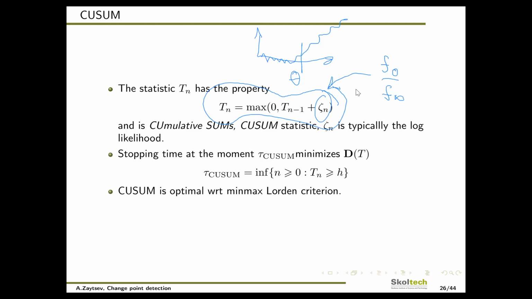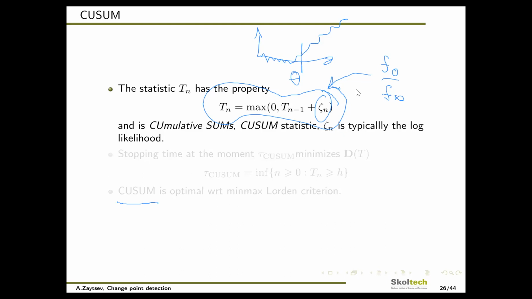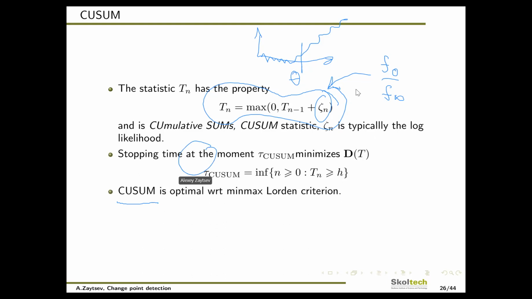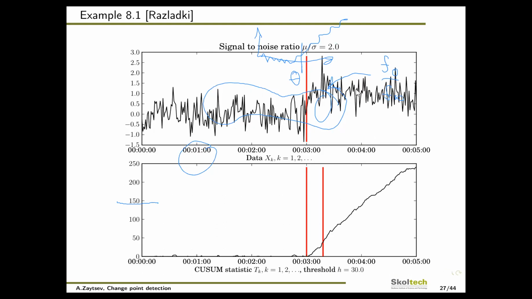And it happens, if we can prove that CUSUM is an optimal criterion, then we consider this maximal loading criterion, as far as I can remember, is criteria C here, when we consider this balance between these two measures.